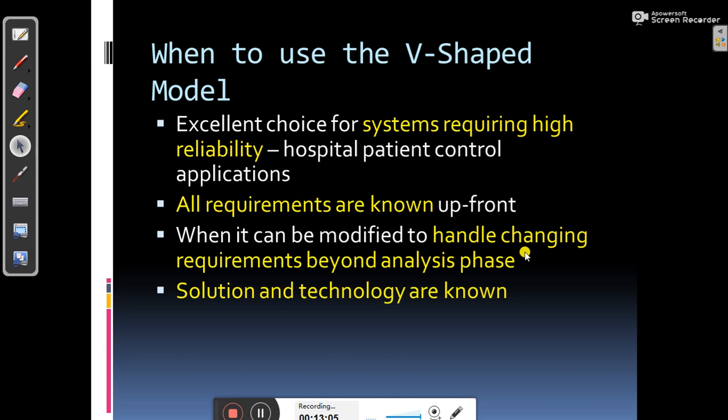It can be modified to handle changing requirements beyond the analysis phase. Sometimes something can be modified to handle changing requirements beyond the analysis phase. Also, the solution and technology are known. When you know the solution and technology, then you can also use the V-shaped model.